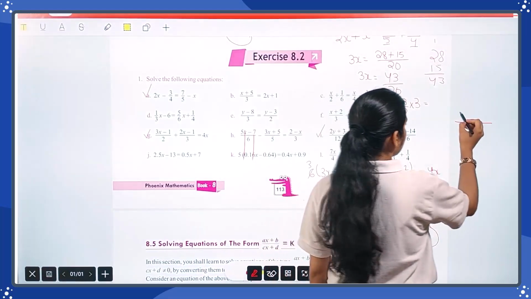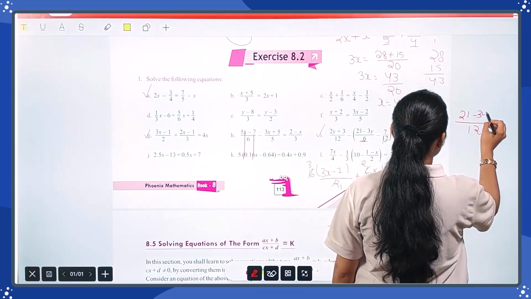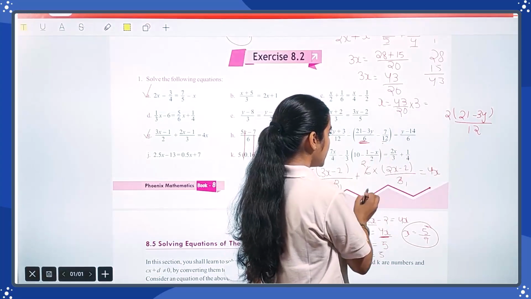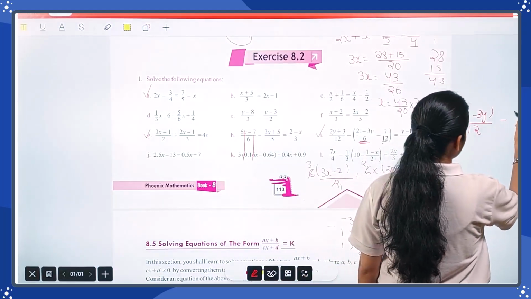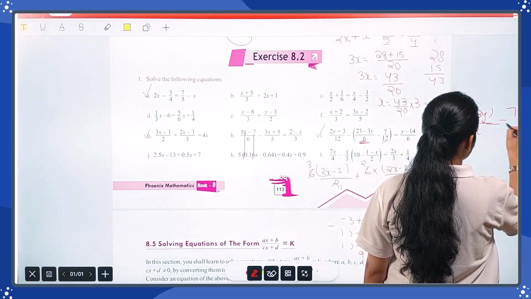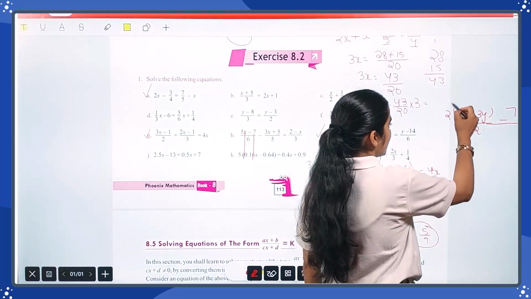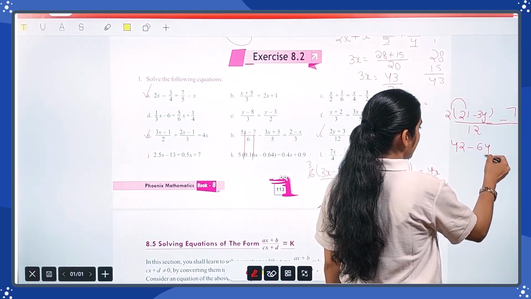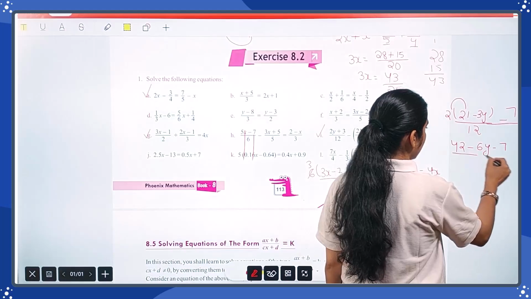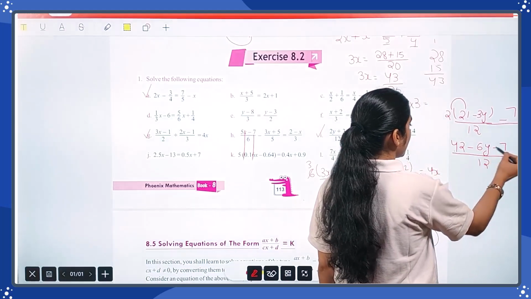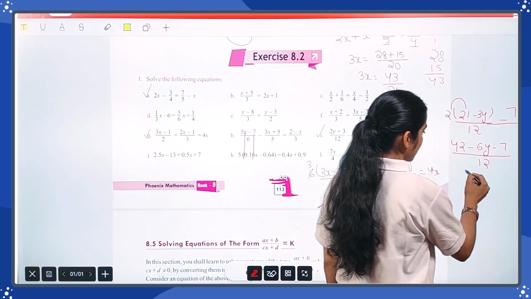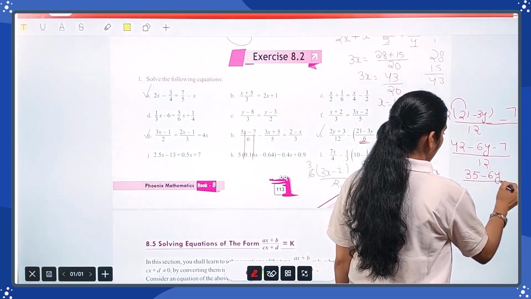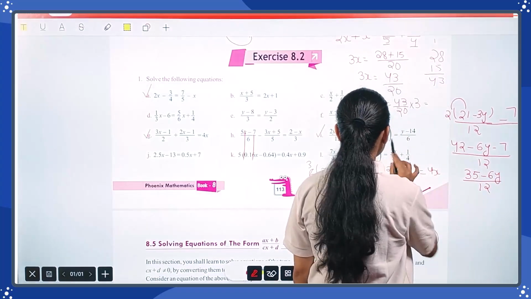Now we have to multiply 21 minus 3y with 2, because in the 6 table we got 12 at the place of 2. Next we have the same number for this, which is minus 7. So 2 multiplied by 21 is 42. 2 multiplied by 3 is minus 6y, minus 7 and 12. 42 minus 7 is 35. So 35 minus 6y upon 12 is your bracket solution.